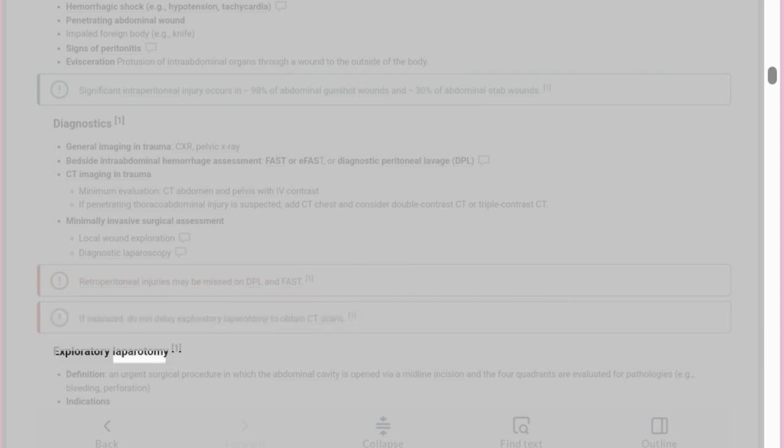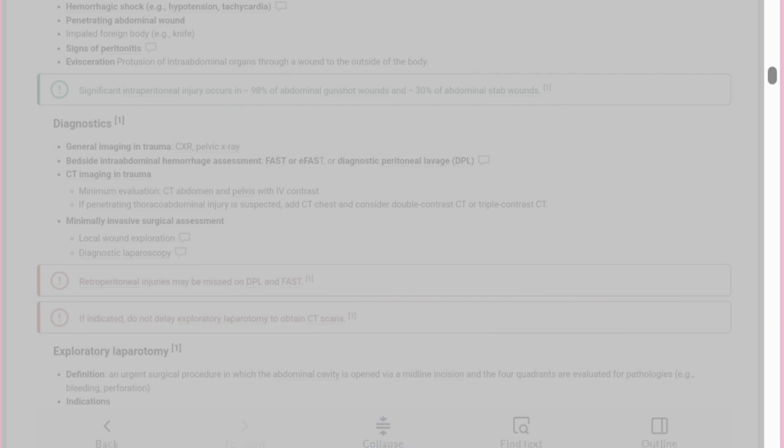Exploratory laparotomy. Definition: an urgent surgical procedure in which the abdominal cavity is opened via a midline incision and the four quadrants are evaluated for pathologies, for example bleeding or perforation.